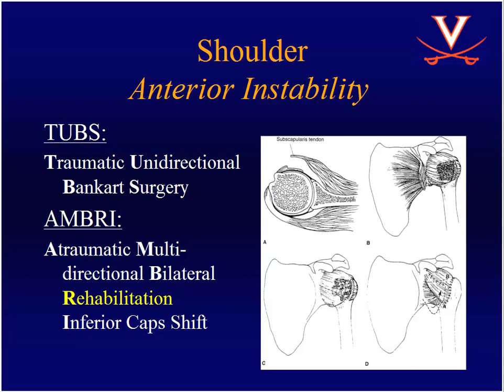There should be like 6 R's in AMBRI because you need 6 months of rehab before you consider doing a capsular volume reducing procedure, classically an inferior capsular shift. Nowadays, people are doing that more and more with arthroscopic plication, but the key is to reduce the volume.